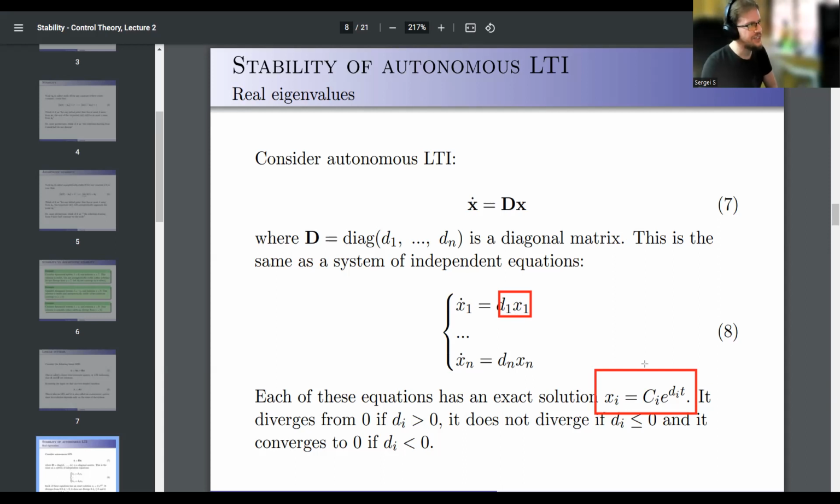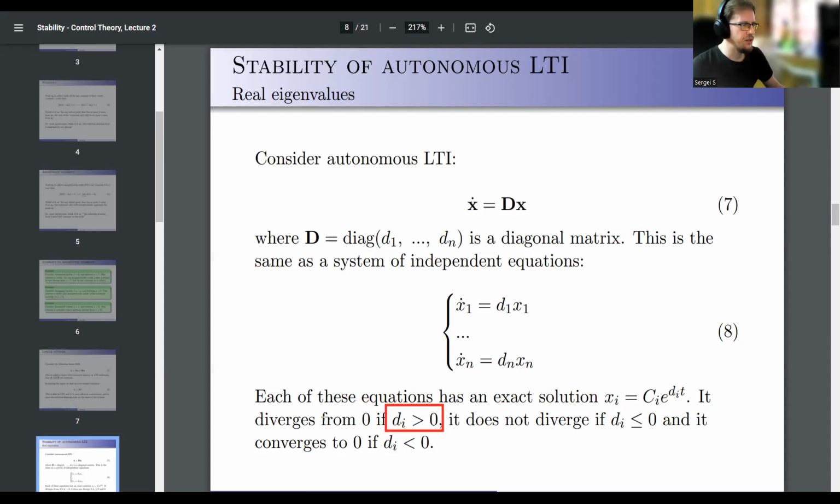And finally, if D is positive, then this whole thing will diverge to infinity or minus infinity, and it is going to be unstable. So there are three possibilities.